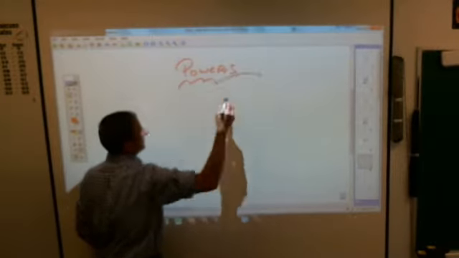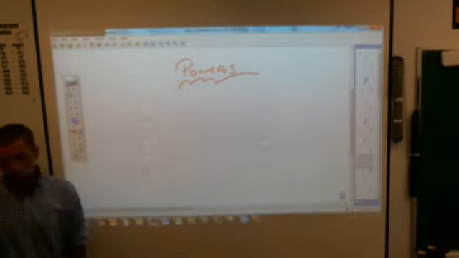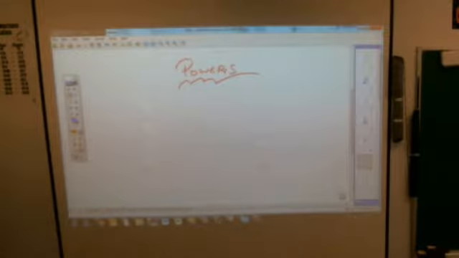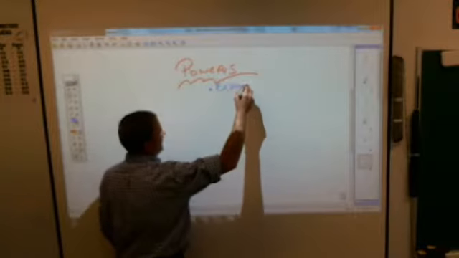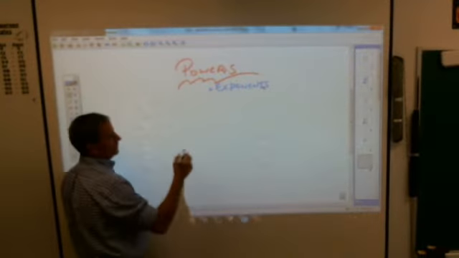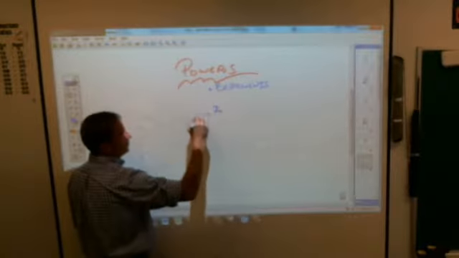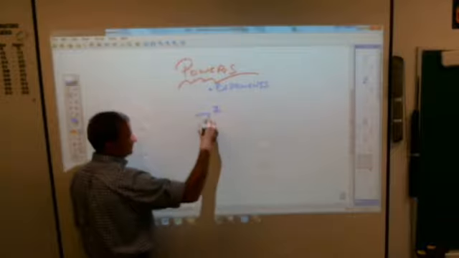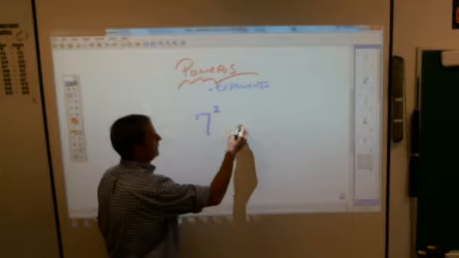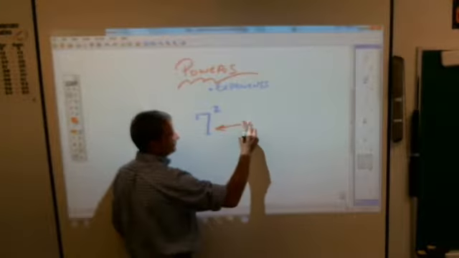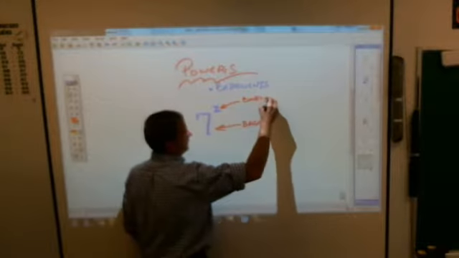Power. Also known as, anybody? Powers are also called what? Starts with an E and ends with exponent. Exponents. So if you have this, let's say you have 7 to the second power, or also called 7 squared. This is what you need to know about this. This is the base number, and this right here is the exponent, or power.